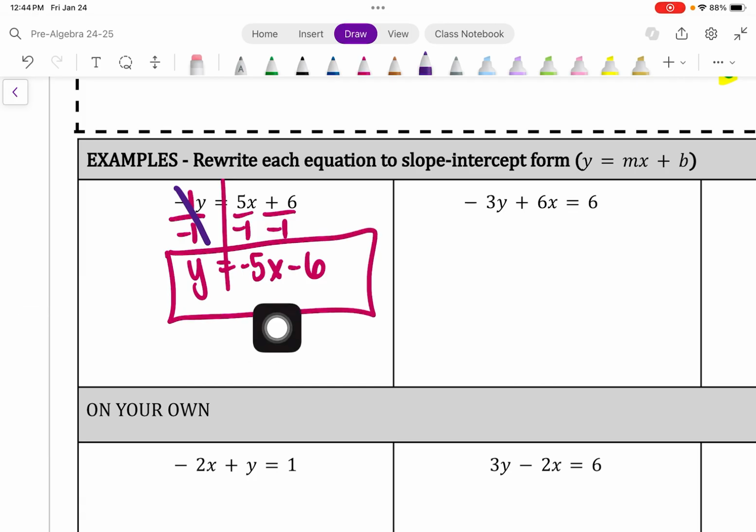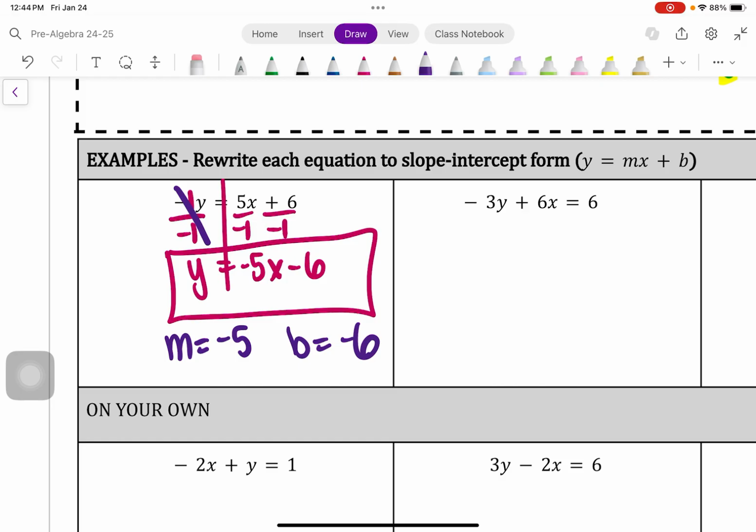And let's practice identifying slope and y-intercept. Slope is the number next to the x, so that's negative 5. My y-intercept is negative 6.